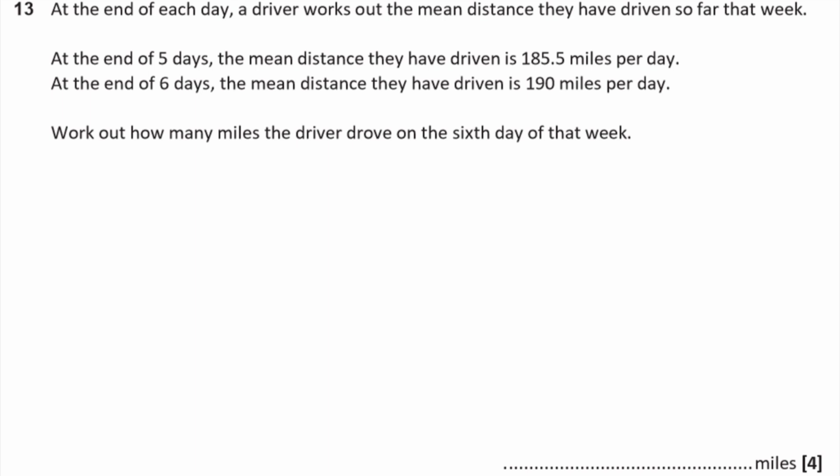Well, you can use the fact that the mean is the total divided by the number of terms and work that backwards. So the mean of 185.5 is equal to the total number of miles that we don't know divided by the number of terms that we do know, so that's 5. The only thing we don't know is the total. So if we rearrange that, the total is the mean times the number of terms.